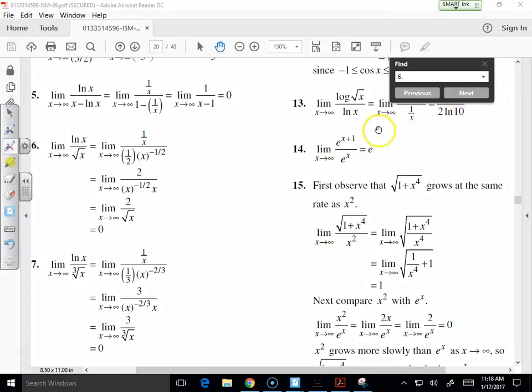I should have done that. Why did you do that? I think e times e to the x makes so much more sense. What did I do? I LM'd it.